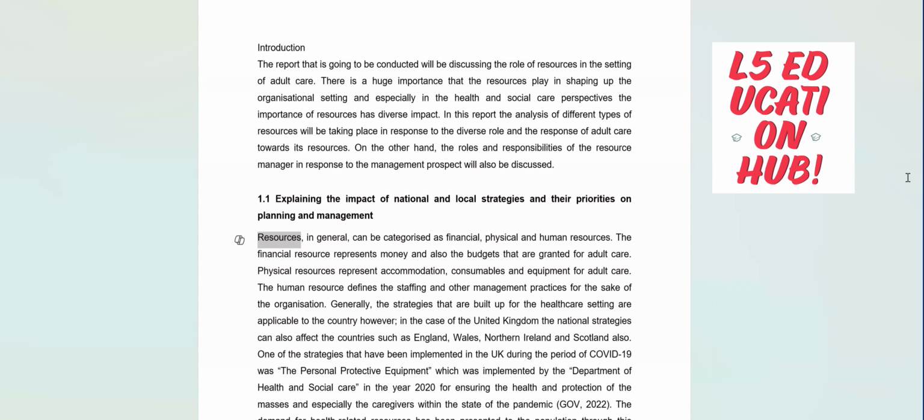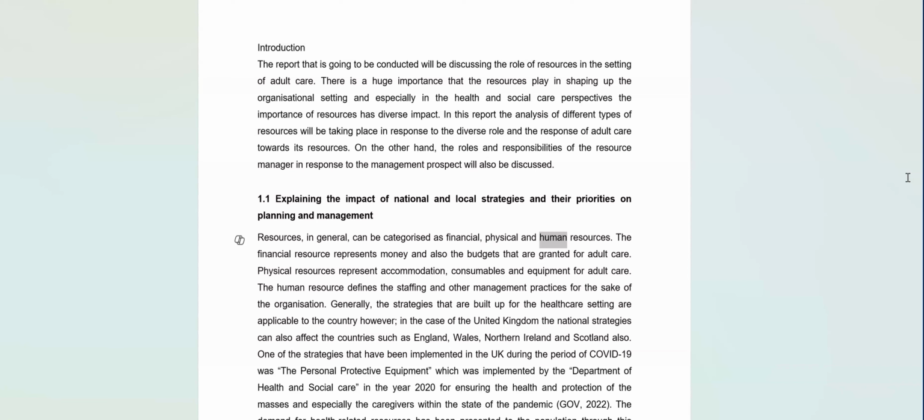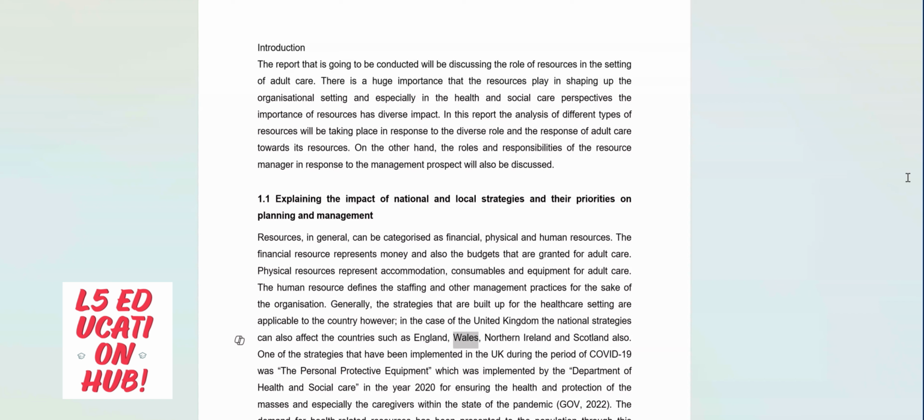Resources, in general, can be categorized as financial, physical, and human resources. The financial resource represents money and also the budgets that are granted for adult care. Physical resources represent accommodation, consumables, and equipment for adult care. The human resource defines the staffing and other management practices for the sake of the organization. Generally, the strategies that are built up for the healthcare setting are applicable to the country. However, in the case of the United Kingdom, the national strategies can also affect the countries such as England, Wales, Northern Ireland, and Scotland also.